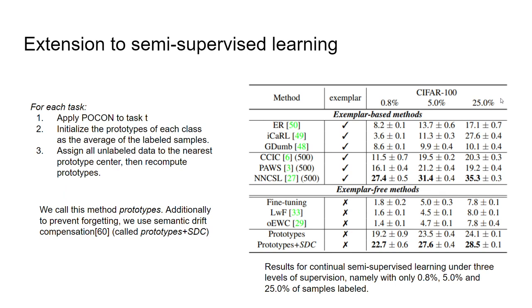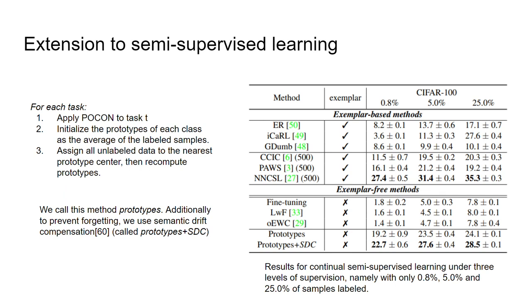Finally, we show that our method can be extended to the semi-supervised learning setting. Using a few labels provided, in this case 0.8%, 5%, and 25% of the data as labeled, we show that using POCON with prototypes, we can actually reach very good accuracy. How? At the end of each task, after we apply POCON, we initialize some prototypes using the learned representations and the labels provided. Then, using those prototypes, we label the unlabeled data and then calibrate those prototypes with these labels.